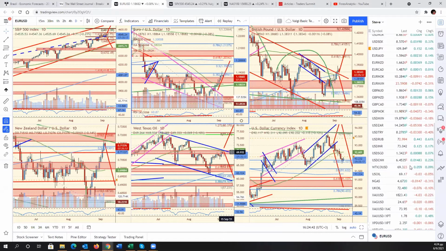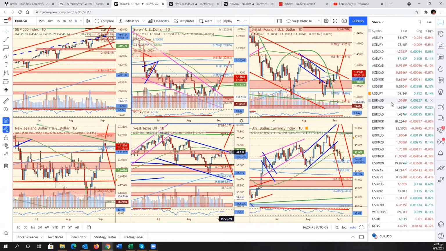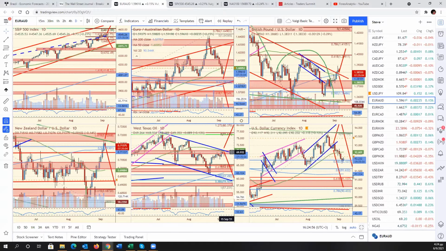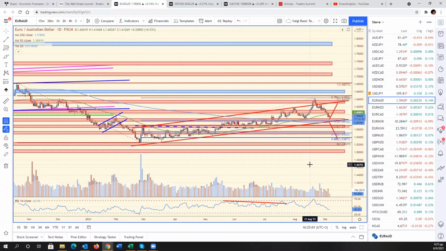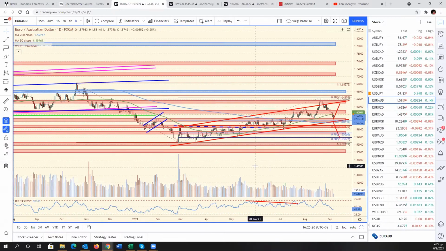But I wanted to talk about the crosses, because I already mentioned the obvious strength we have in commodity currencies. So it's not a bad idea to have a look at some of the crosses that, in my opinion, are looking very, very interesting. And I'm talking about the Euro-Aussie, Euro-Kiwi, Pound-Aussie, Pound-Kiwi crosses. I've been saying for a long period of time that I do think that their rebounds are corrective in nature. They've been unfolding as such in a very, very clear way.